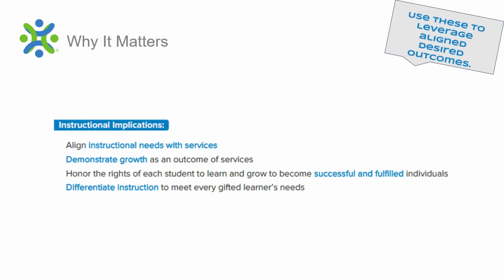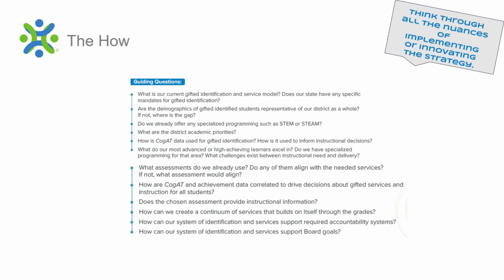Why would we want to do this? Well, we need to align instructional needs with the services that we are providing. We need to be able to demonstrate growth as an outcome of the services. Also, we want to ensure that every single child gets to grow and be successful and fulfilled. And we need to find ways to better support teachers to differentiate instruction for all learners, including those who are gifted or advanced. Let's dive into the guiding questions.